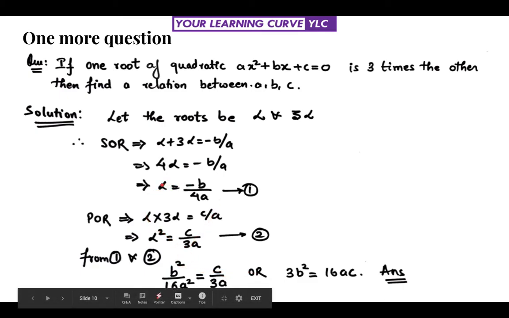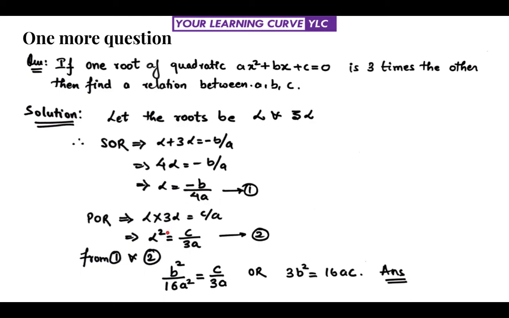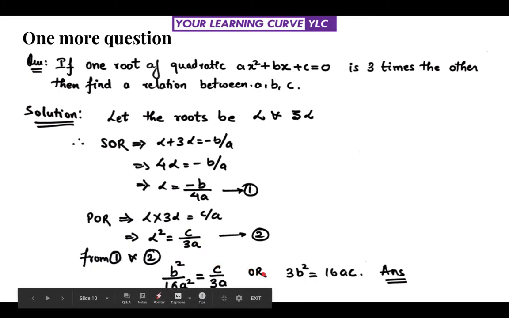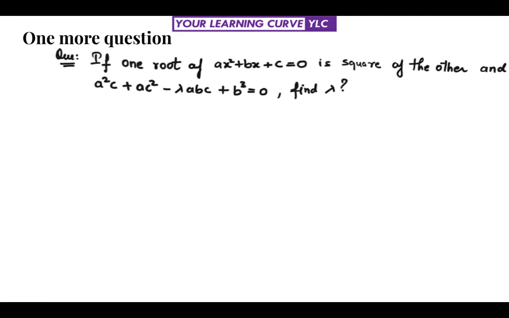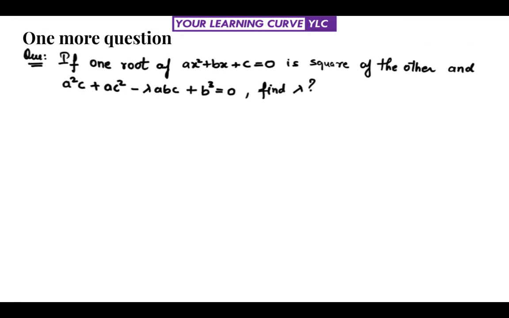So if you put alpha is equal to minus b by 4a over here, you get b square by 16a square should be equal to c by 3a. Cross multiply, you get 3b square is equal to 16ac. This is your answer. Now let's do one more question and this will help you develop the concept of quadratic equations.